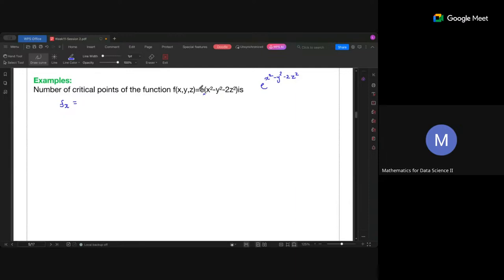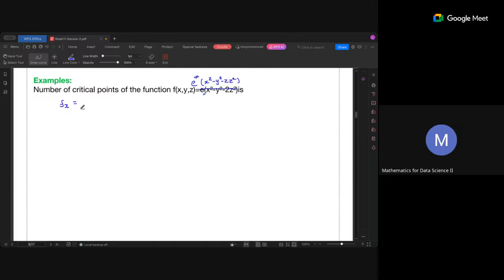Oh, the question has 2x? Let me check the question once. Ma'am, the partial derivative will be into 2x. Oh, you are talking about the partial derivative. All right, yes. Anyway, let me check the question also once. No, there is a mistake here. So it is e power x into x square minus y square minus 2z square. Okay, so this is the function.